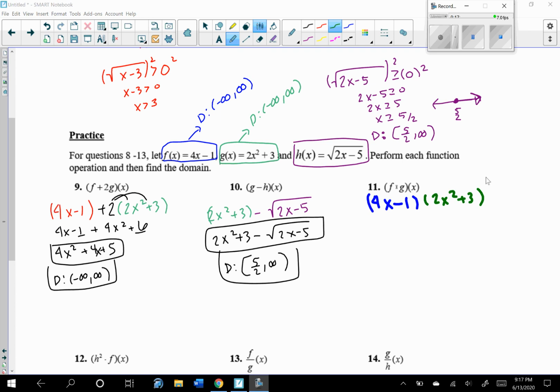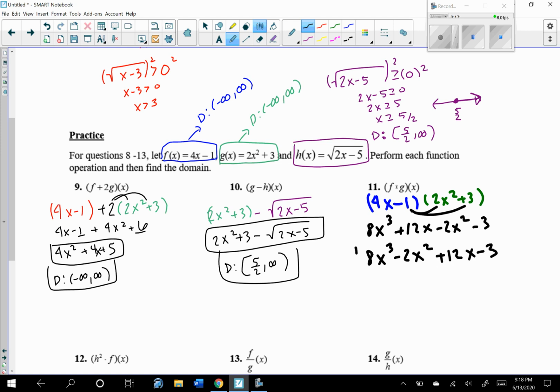So now I'm doing f of x times g of x. That means I want to FOIL because we have a binomial times a binomial. So that gives us 8x cubed because 4 times 2 is 8, and x times x squared, you add the exponents, so x cubed. And then 4x times 3 is 12x, minus 2x squared, and then minus the 3. When you write this in standard form, 8x cubed minus 2x squared plus 12x minus 3 is our answer. There are no variables in the denominator or underneath an even root, so no red flags, which means the domain is all real numbers.